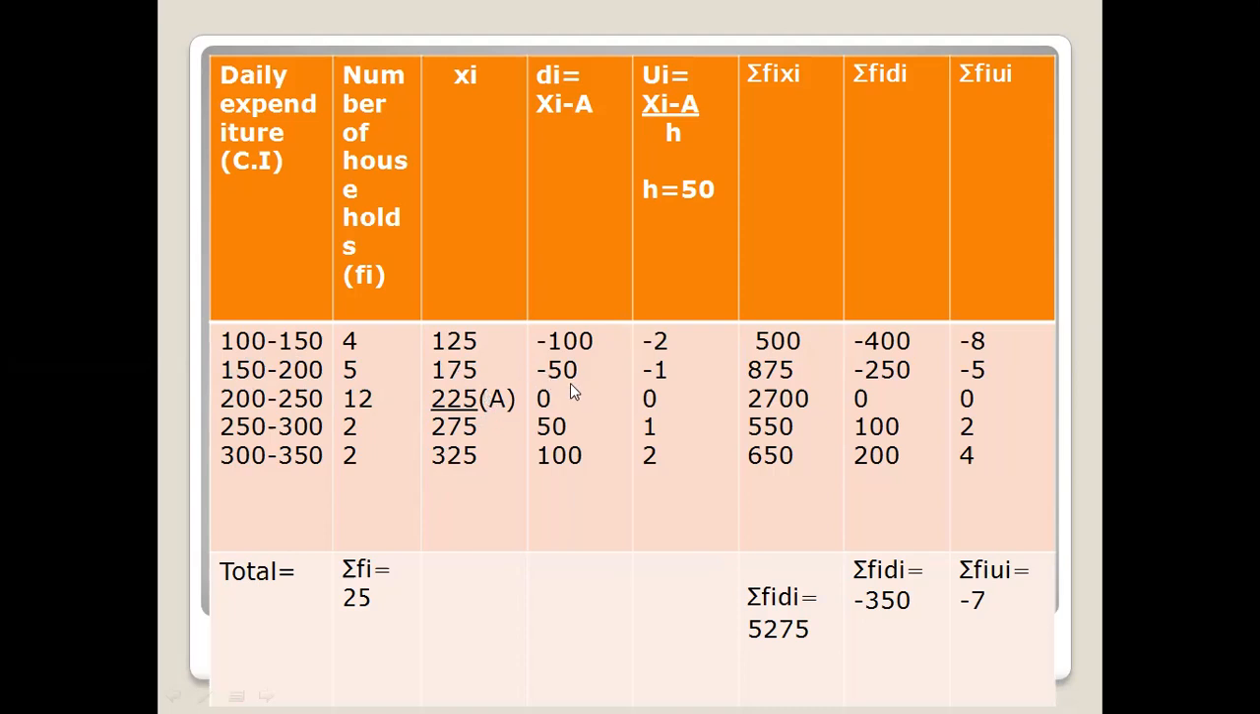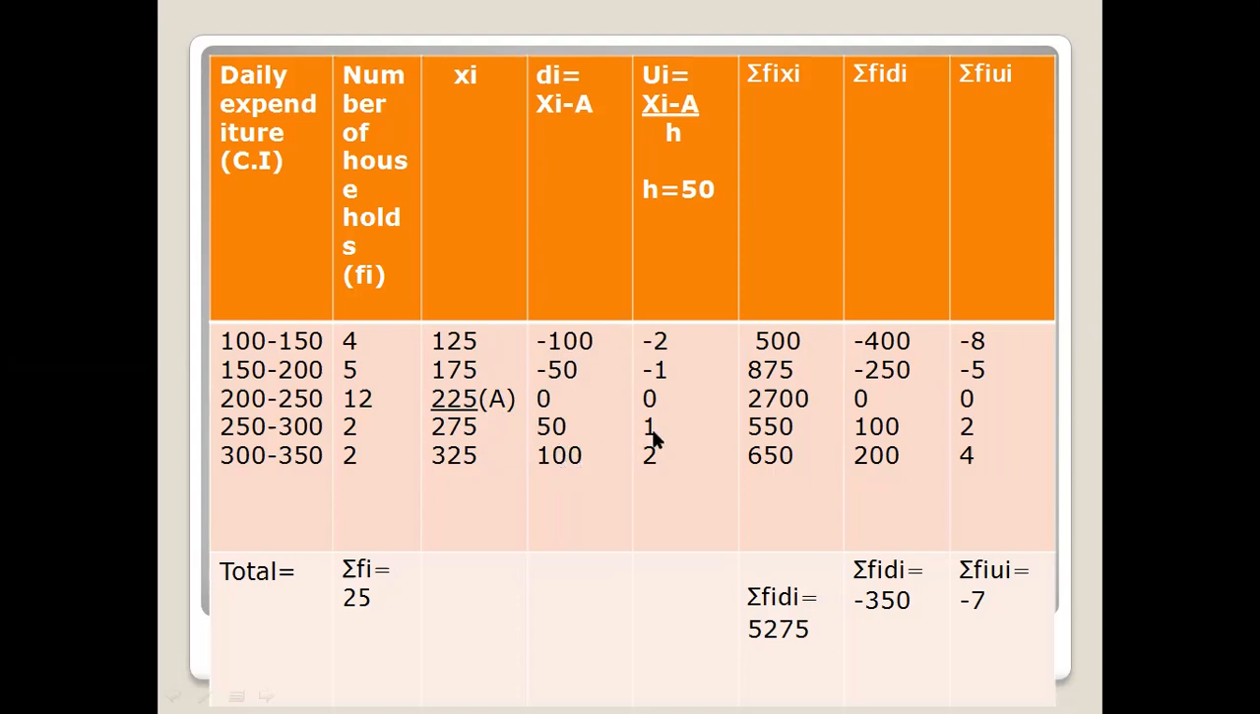Now the fourth column is di equal to xi minus a. These all are xi values, this is the a value. So 125 minus 225 is minus 100. 175 minus 225 is minus 50. 225 minus 225 is 0. 275 minus 225 is 50. 325 minus 225 is equal to 100. So the di column is completed.